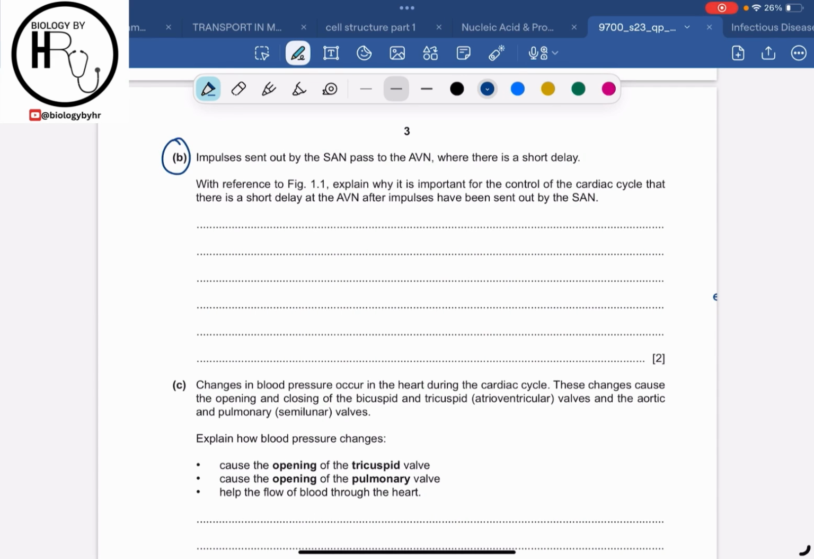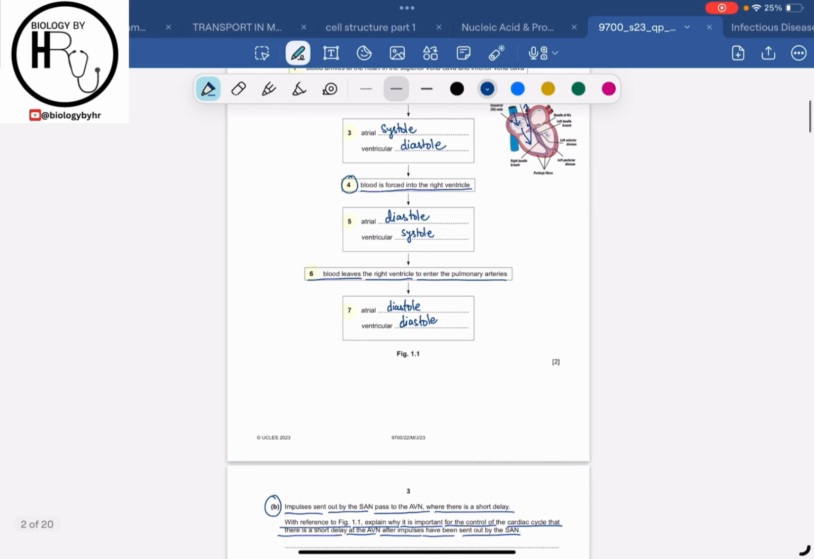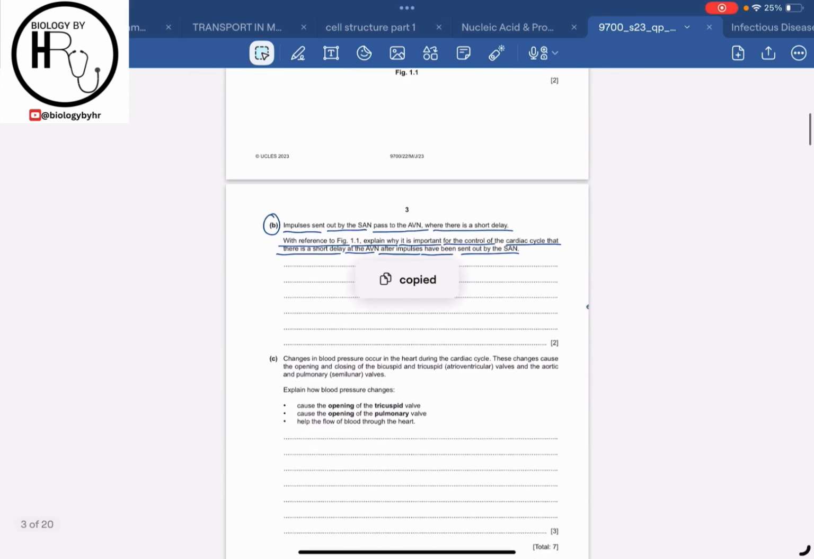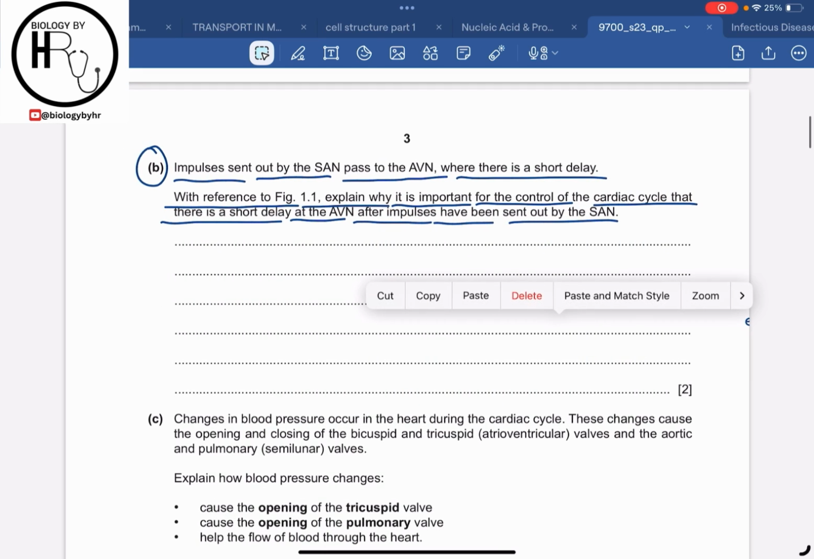Part B says that the impulse sent out by the sinoatrial node passes to the AV node where there is a short delay. With reference to figure 1.1, explain why it is important for the control of the cardiac cycle that there is a short delay at the AV node after the impulse has been sent out by the SA node. Alright, so if I copy down this image once again for our reference.